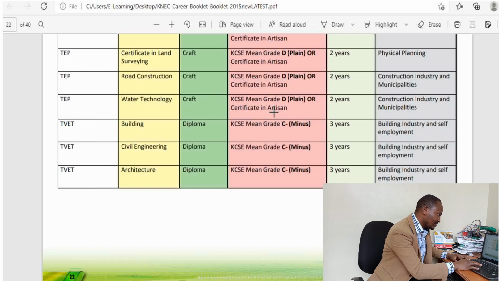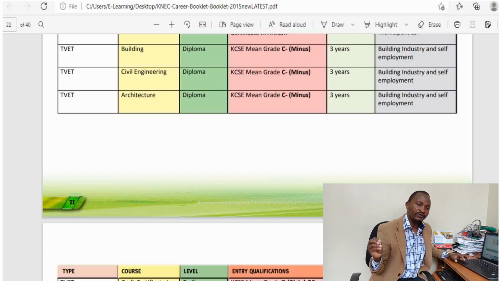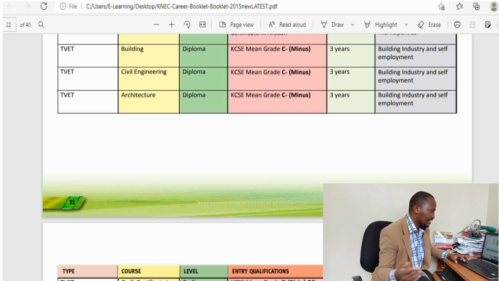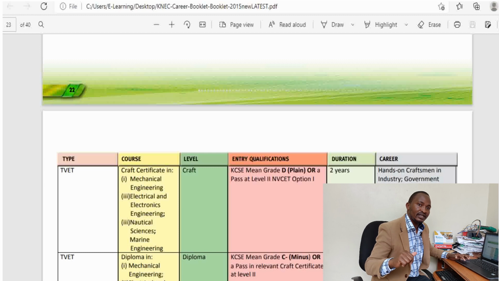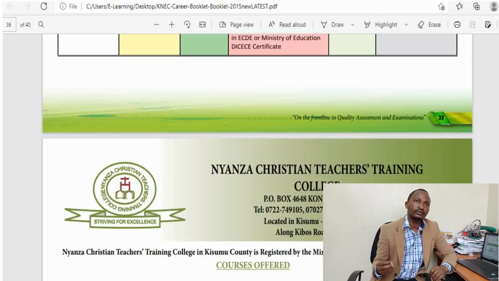For diploma courses, you need C-. They will take 3 years, and you can always pause the video and check the potential job market here. But I usually do more detailed videos for the potential job market. So this is only a video to tell you the entry grades. And for more details about what you'll be studying in those particular courses, I do a specific video for each course. For example, there is a specific video for water engineering. There is a specific video for building technology. There is a video for civil engineering and so on.